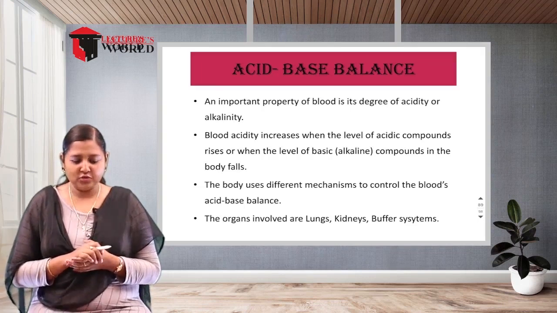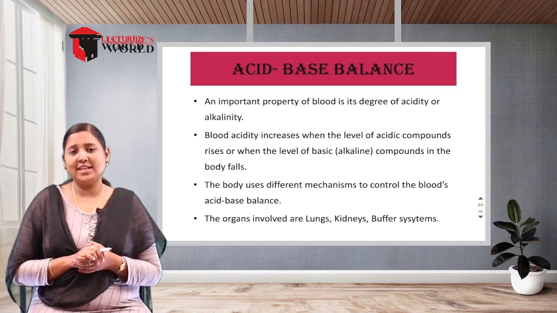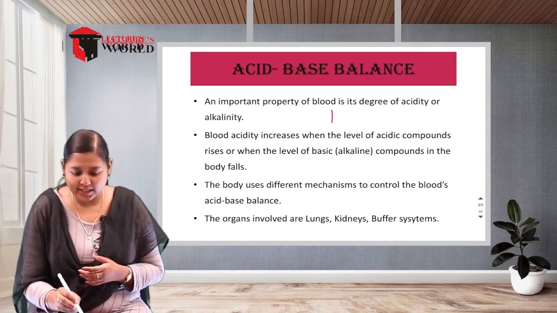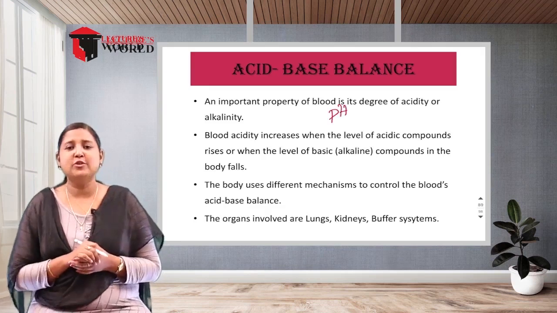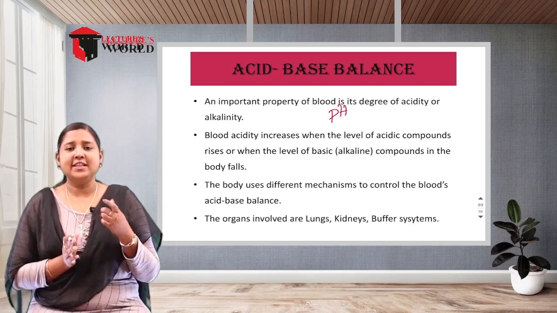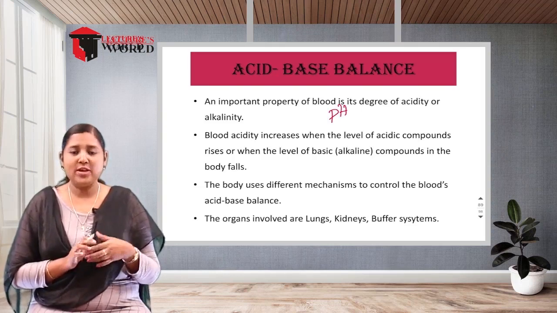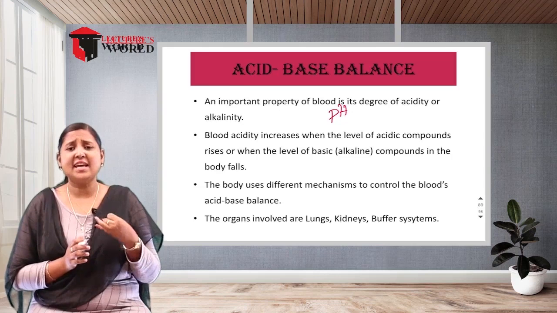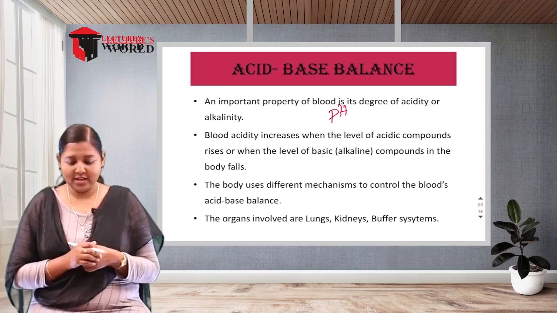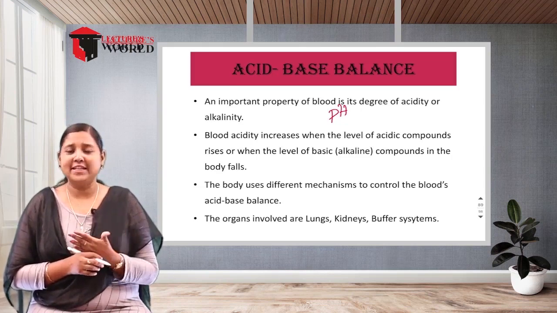When we come to acid base balance, an important property of the blood is its degree of acidity and alkalinity. We call that the pH value. You might have heard about pH value. To say that the blood is acidic or alkaline, the degree of this property is so important. For that, we must have acids and bases present in the blood, and those compounds increasing or decreasing will tell you whether the blood is alkaline or acidic.